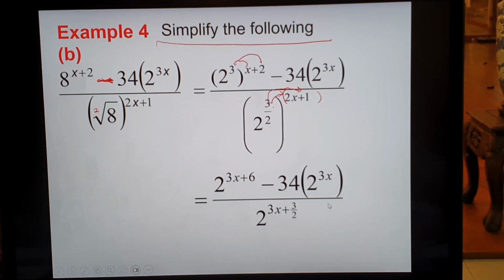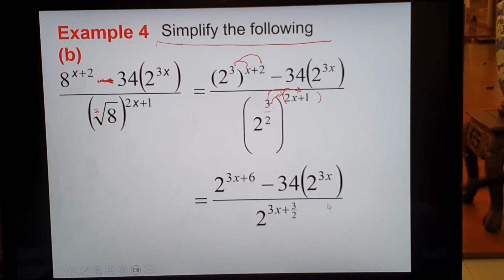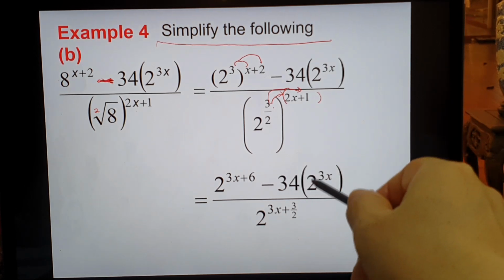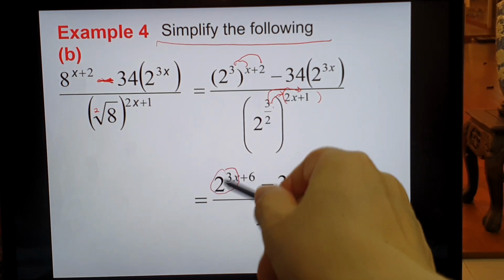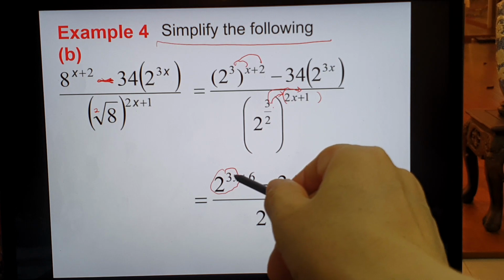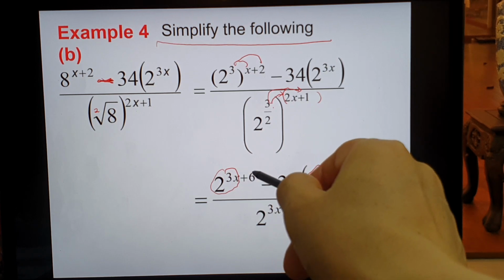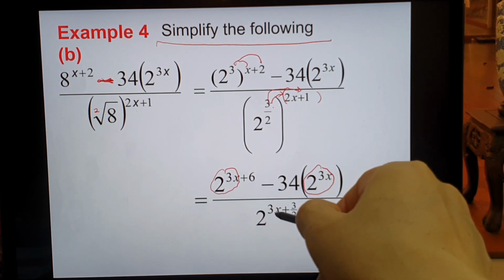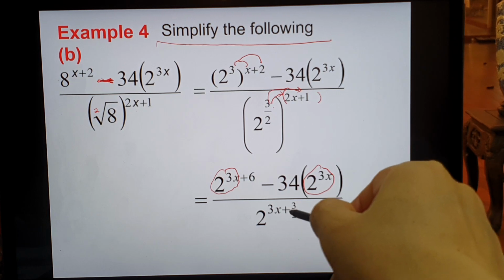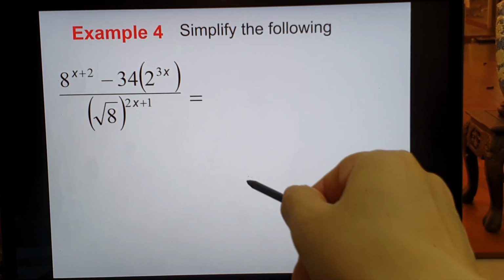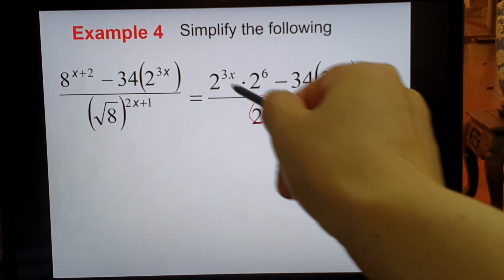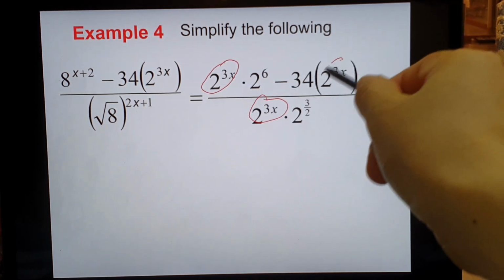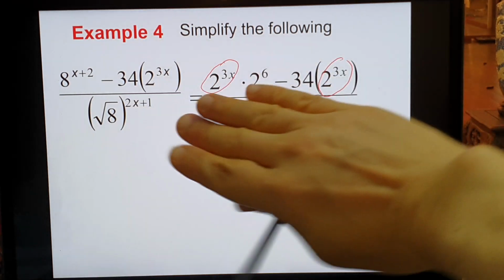Remember, I told you that you have to take out the lower power. This fella has to be taken out, and in fact, this one you can split, right? Split into 2 to the power 3x times 2 to the power 6. This one split into 2 to the power 3x times 2 to the power 3 over 2. So you will get this.